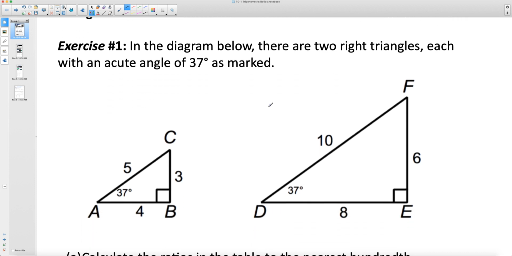So if we take a look at these two triangles here, triangle ABC and triangle DEF, we know they are similar because they have, well, a couple of ways. We have two angles that are congruent, a right angle and a 37-degree angle. We also have their sides that are in proportion. So we can see that there's a scale factor of 2: 4 to 8, 3 to 6, 5 to 10.